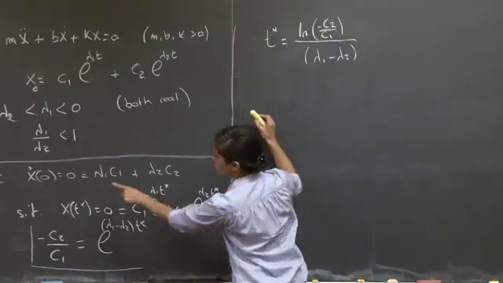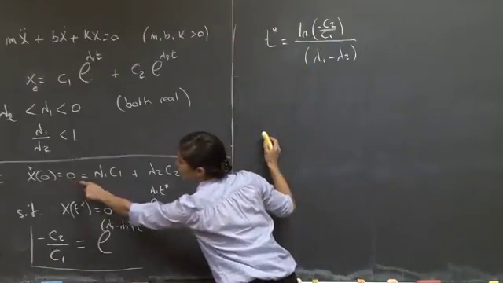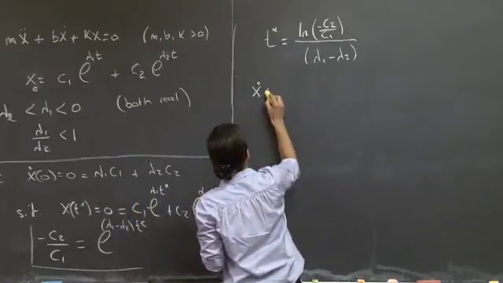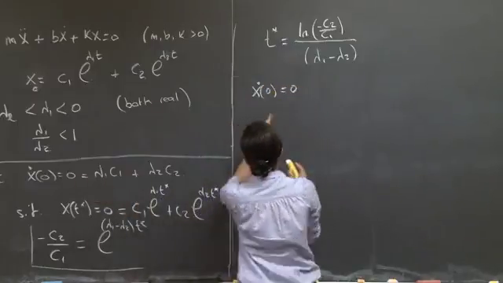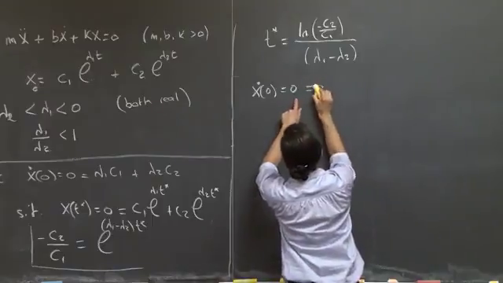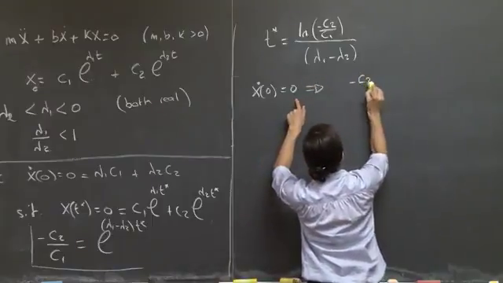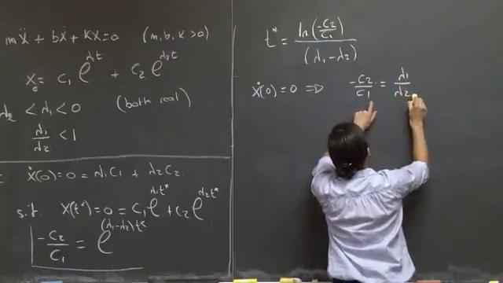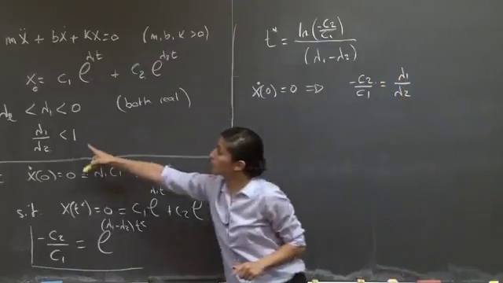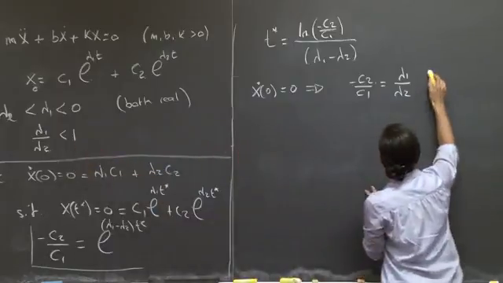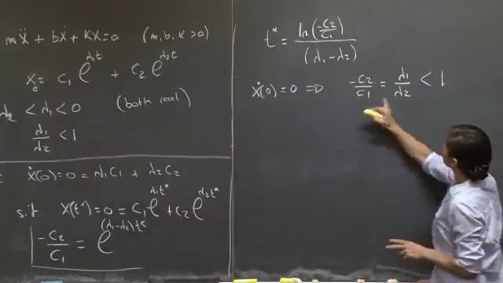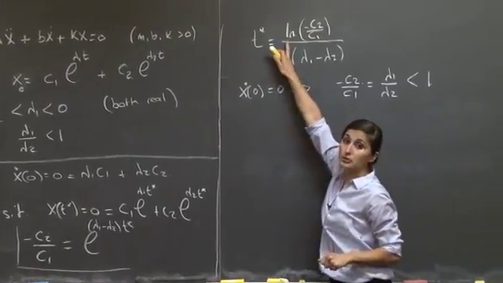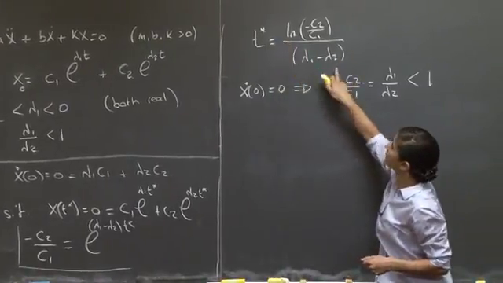But now let's go back to what we were asked to do in the first part, where we now go back to our x dot of 0 equals 0, which basically gave us that minus C2 over C1 was equal to lambda 1 over lambda 2. And the way we define lambda 1 over lambda 2 here gives us that minus C2 over C1 is less than 1, okay? Which means that the log is going to be negative. What happens in the denominator?